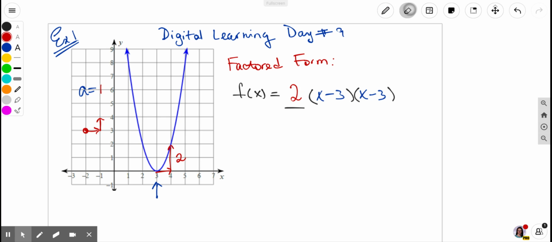Now, I'm going to come back to the algebraic ways. Then we're also going to look at vertex form. So let's take a look at vertex form.